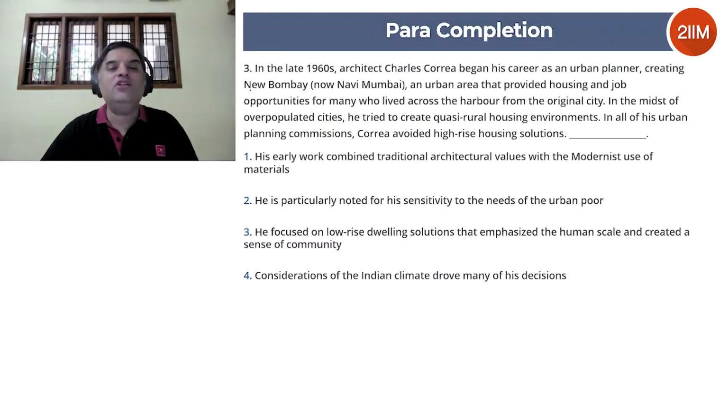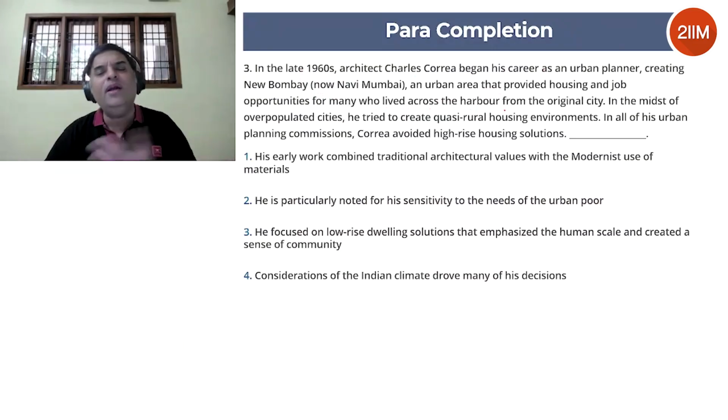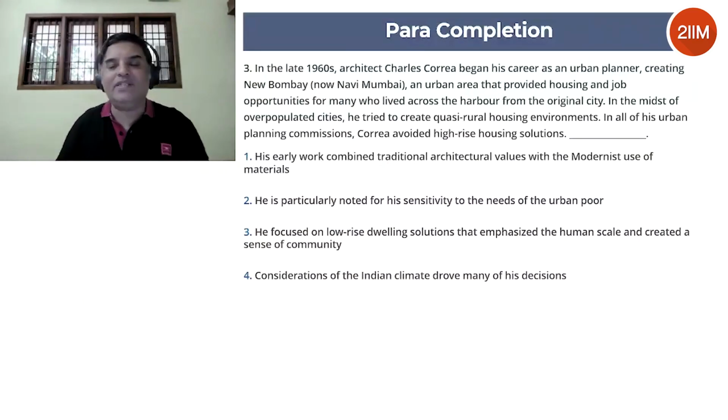All right, let's look at question 3. We'll read the paragraph first. "In the late 1960s, architect Charles Correa began his career as an urban planner, creating New Bombay, now Navi Mumbai, an urban area that provided housing and job opportunities for many who lived across the harbor from the original city." Okay, manageable sentence. "In the midst of overpopulated cities, he tried to create quasi-rural housing environments. In all of his urban planning commissions, Correa avoided high-rising housing solutions." Okay, so understand what the paragraph is saying. That's the first step.